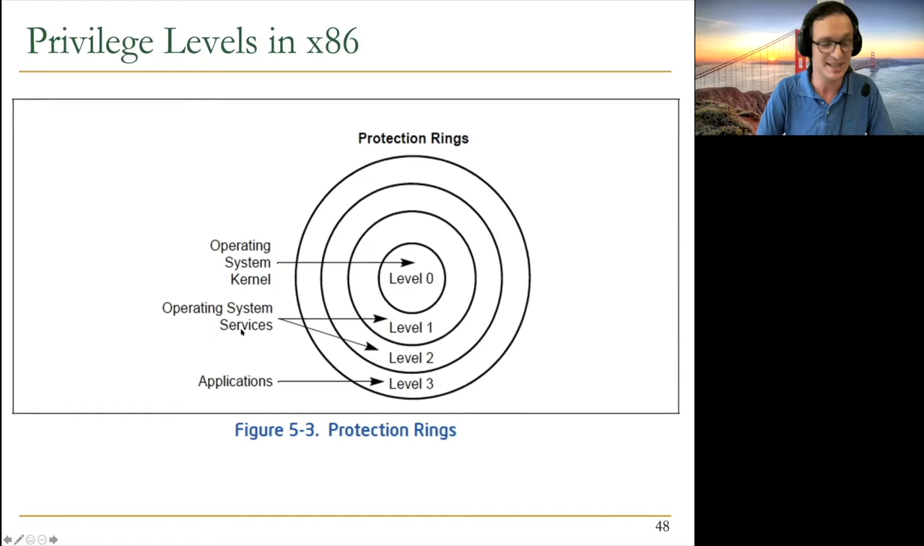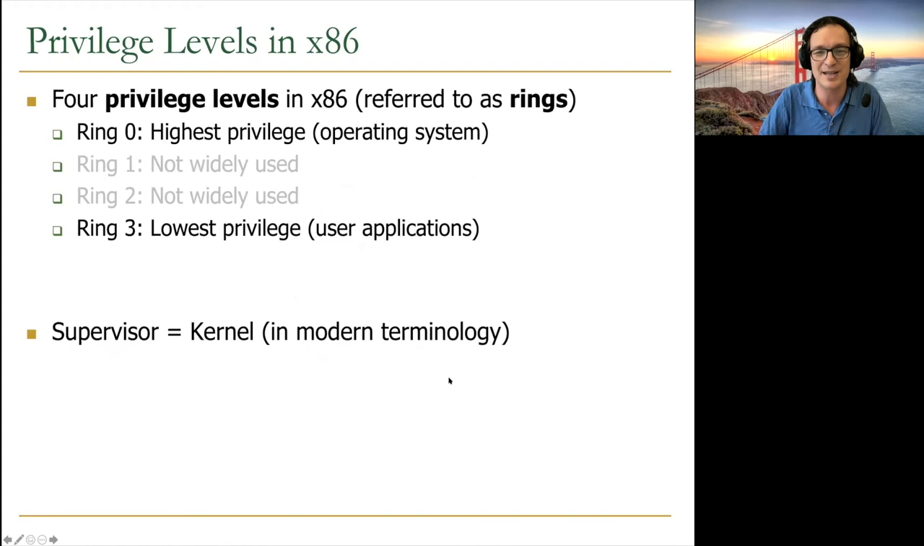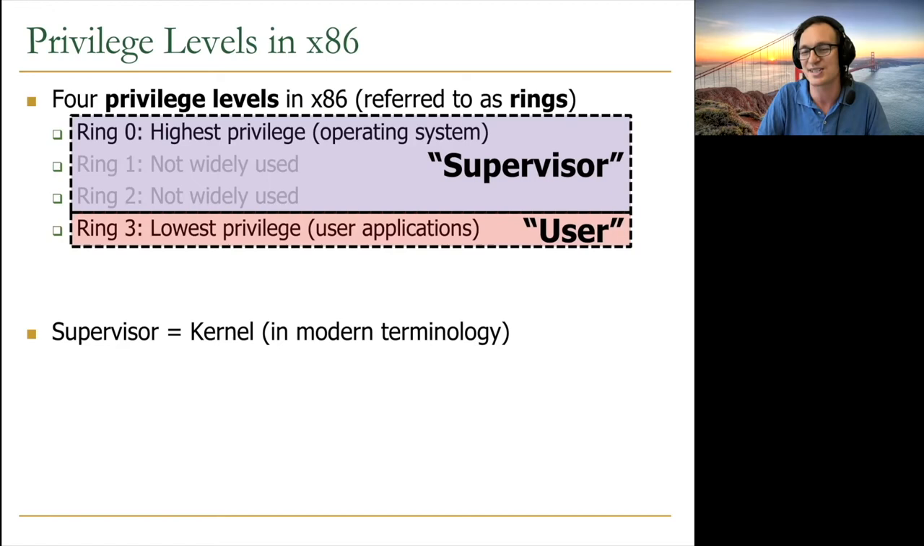Okay, let's take a look at these protection levels in x86. x86 doesn't necessarily have the best protection architecture, but I'll show an example from x86. Basically, you have different levels of protection called protection rings. Kernels are at level 0, applications are usually at level 3. Usually you make use of ring 0 and ring 3. Supervisor is the same thing as kernel in modern terminology. And the rest is users, if you will.